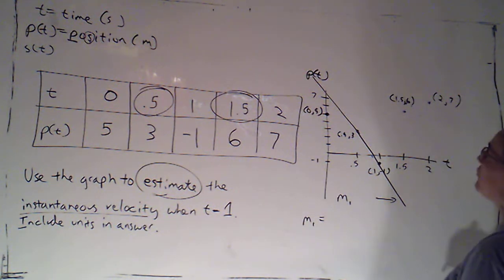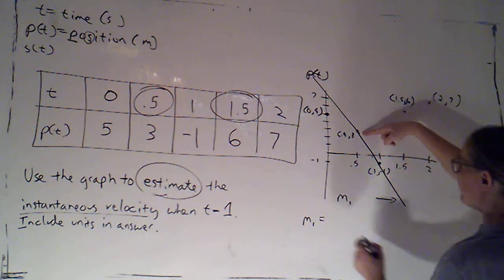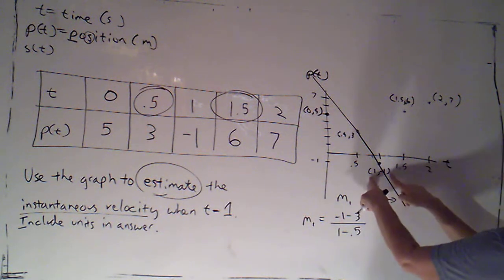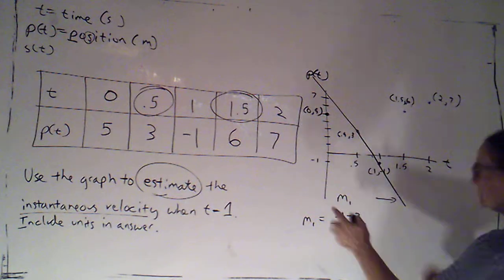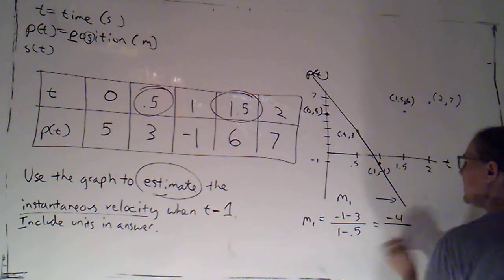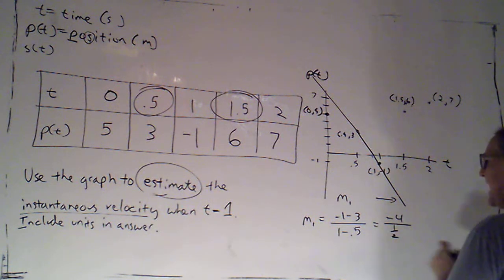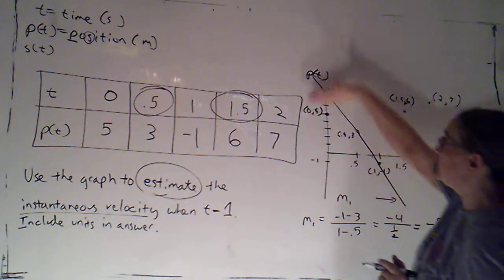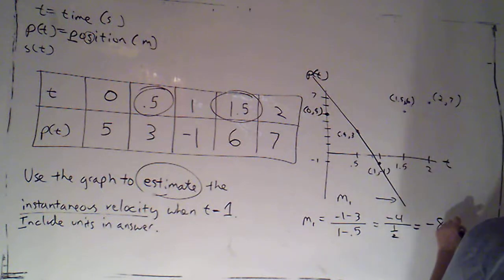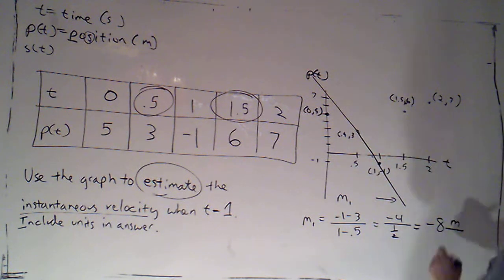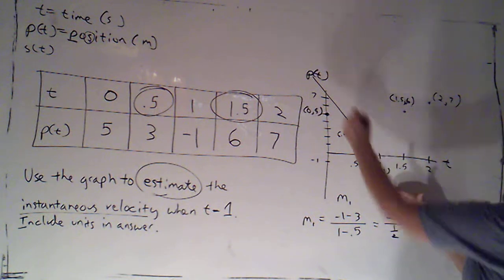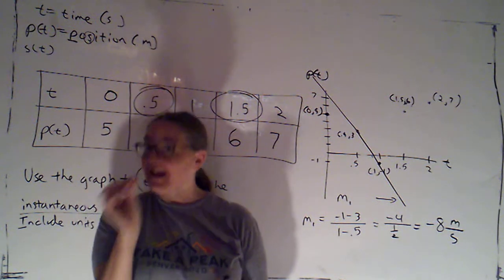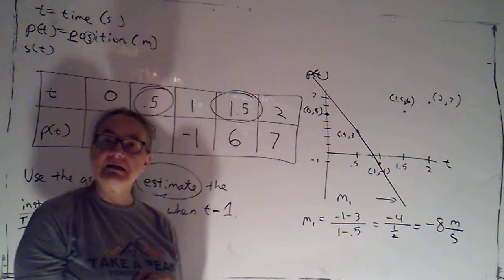M1 would be rise over run. So let's see, -1 minus 3 over 1 minus 0.5. I chose this as my ending point, that is my starting point. Okay, so that's going to be -4 over 0.5, which I can write as 1/2. So that simplifies to -8. And of course the units are just going to be the units on the vertical axis, which we said were meters, over the units for the horizontal axis, which we said were seconds. So the average velocity, which is the slope of the secant line, over that half second just before time 1 is -8 meters per second.